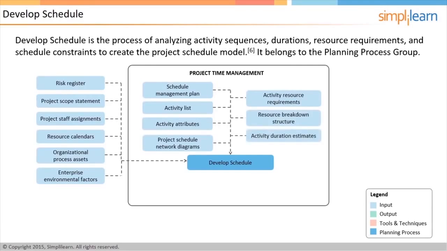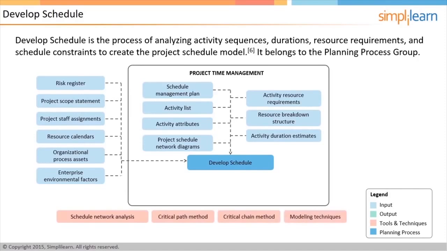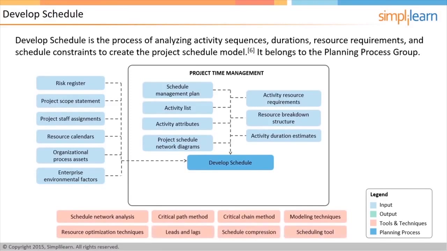Various tools and techniques are used in the develop schedule process. Schedule network analysis is a technique that generates the project schedule. It employs various analytical techniques such as critical path method, critical chain method, modeling techniques, and resource optimization techniques to create the project schedule. The other tools and techniques include leads and lags, schedule compression, and scheduling tool. Let us now look at the outputs of this process.